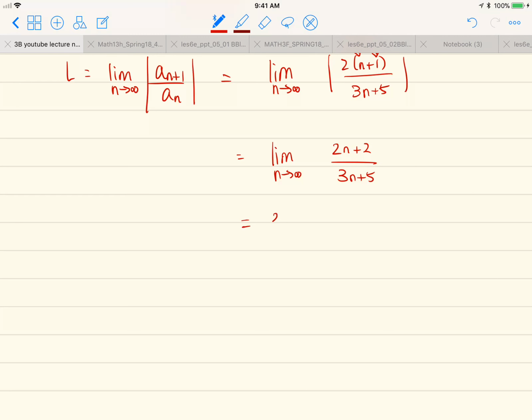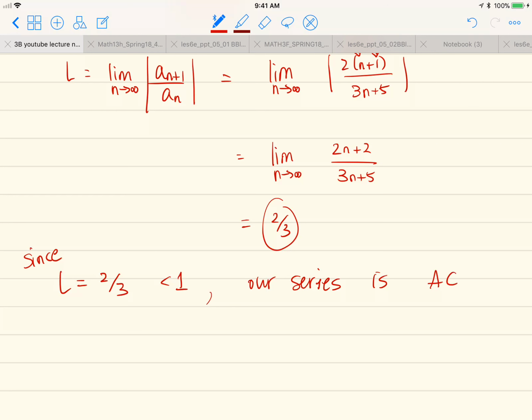What is this limit? This limit is 2/3. So since L is equal to 2/3, which is less than 1, our series is absolutely convergent.